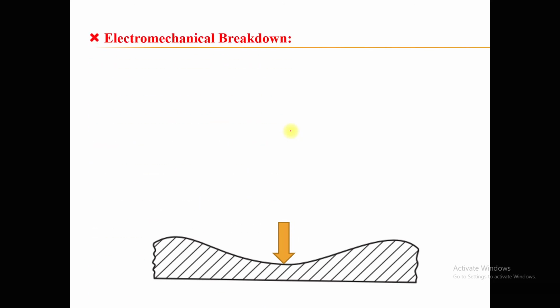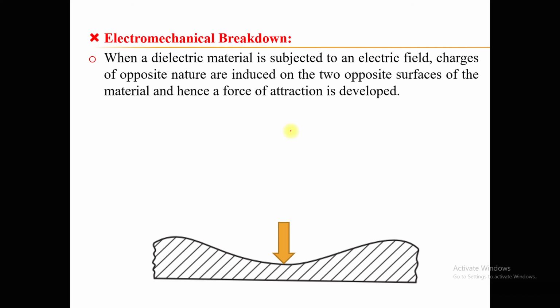Second is the electromechanical breakdown. Electromechanical breakdown means when the dielectric material is subjected to the electrical field, charges of opposite nature are induced on the two opposite surfaces of the material. So a force of attraction is developed. Let us consider a simple case. Here there is a solid dielectric material. Suppose this electrode is, let us say, the ground or negatively charged, and this electrode is under the stress of the higher voltage.